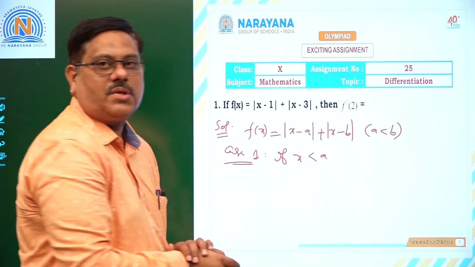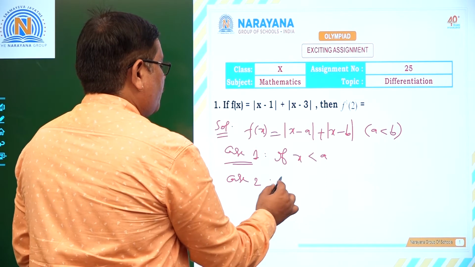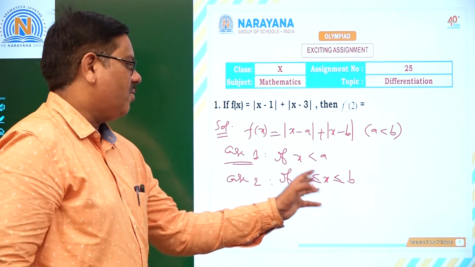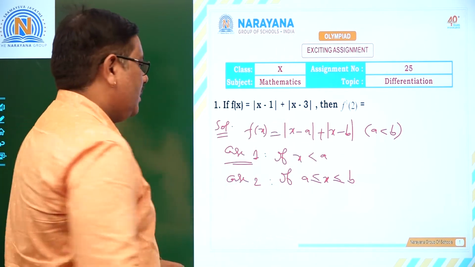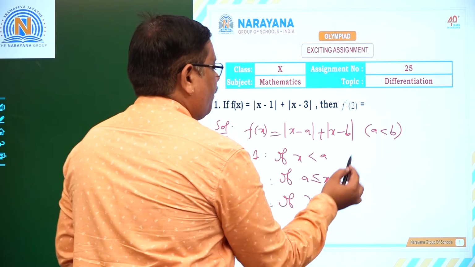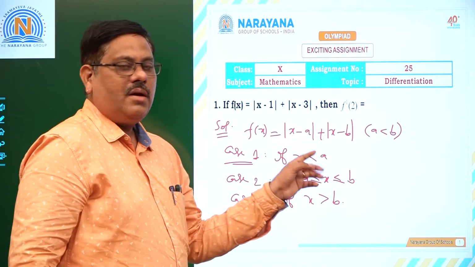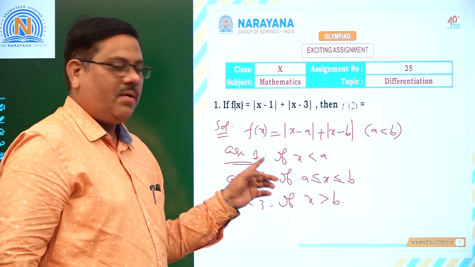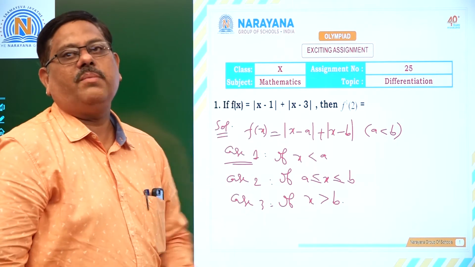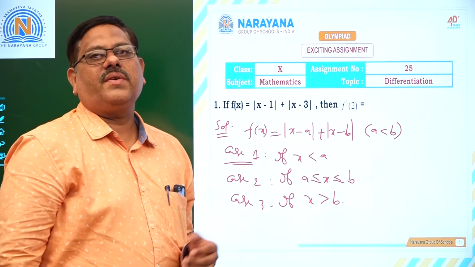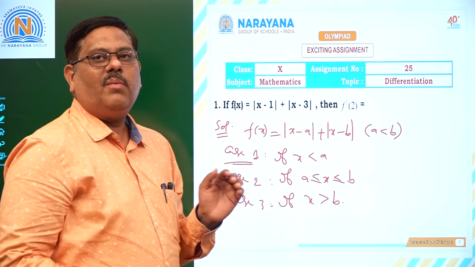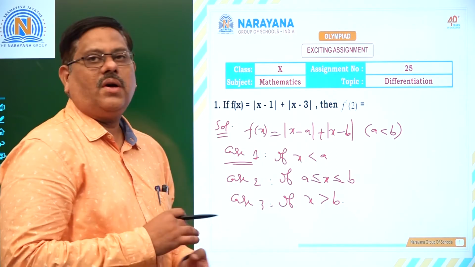Then what is the function nature we have to observe? Case 2, if a is less than or equal to x less than or equal to b. If x is in between a and b, of course equality can be given anywhere, no issue. Then in that case, what is the function? Case 3, if x is more than b. How does the function behave when x is less than a, between a and b, and more than b? If you know the function, then f dash of x is easy to solve. We cannot differentiate the modulus function directly. These are the conditions we have to take into consideration.